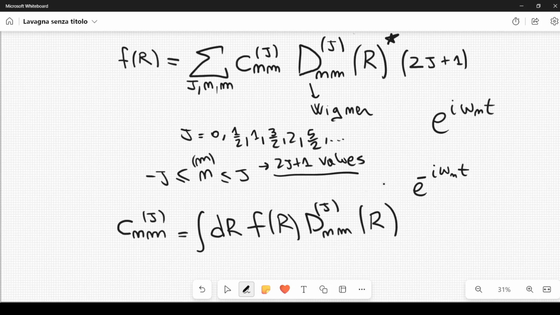You could also have the opposite, so you might have the star here, but if you put the star here, then there should be no star there. Okay, so this is just some details, and I don't want to focus too much on this now.